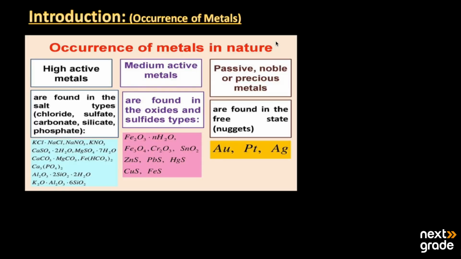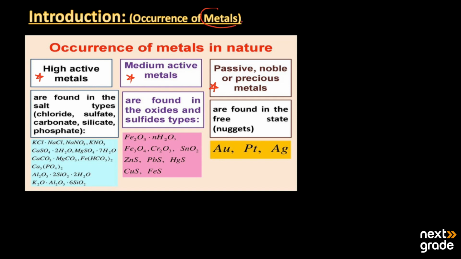The topic that we will discuss today is the occurrence of metals. Where are the metals basically present? We have three types of metals in nature. The first one is the highly active metals. The second one is the medium active metals, and the third one is the passive, noble or precious metals.